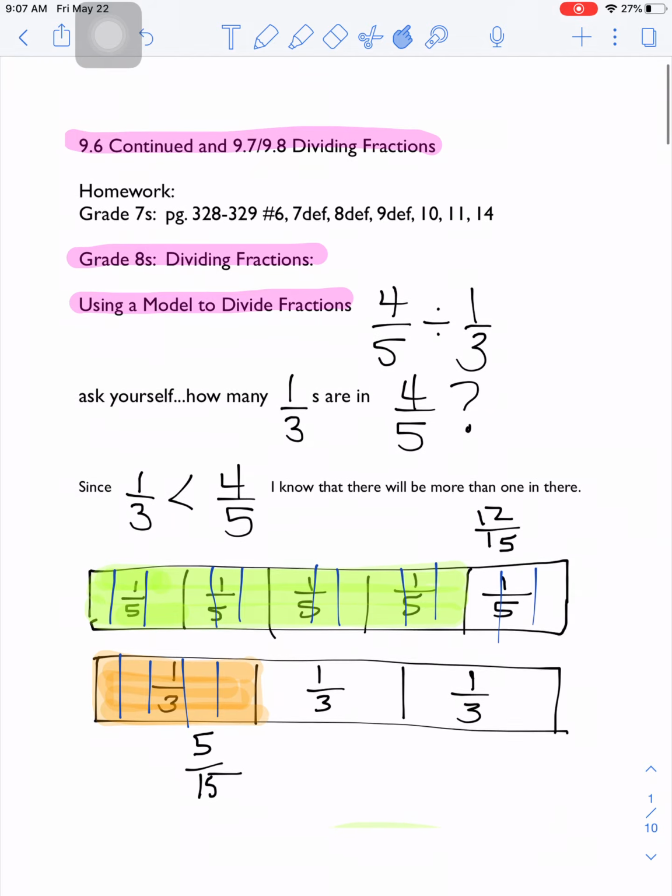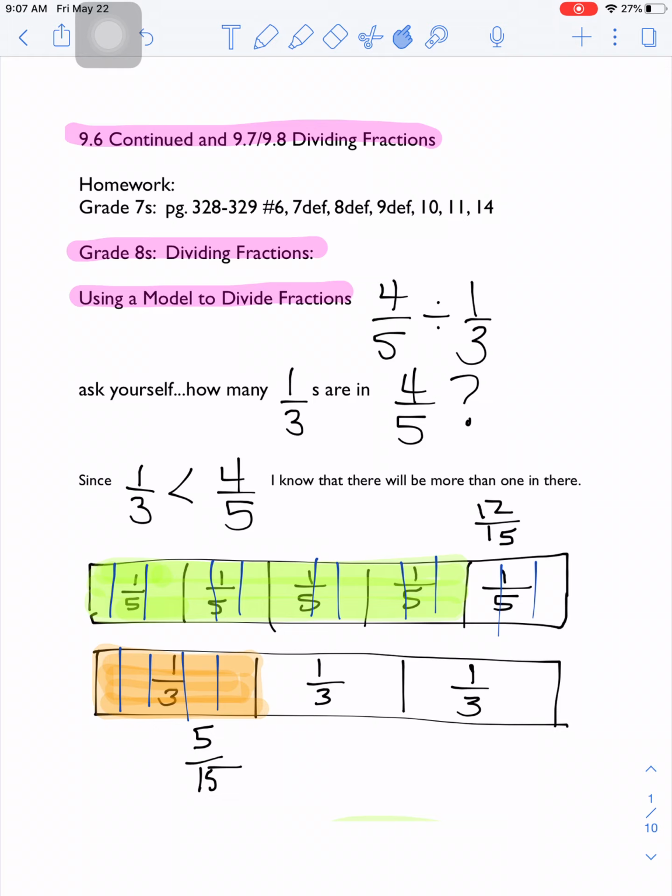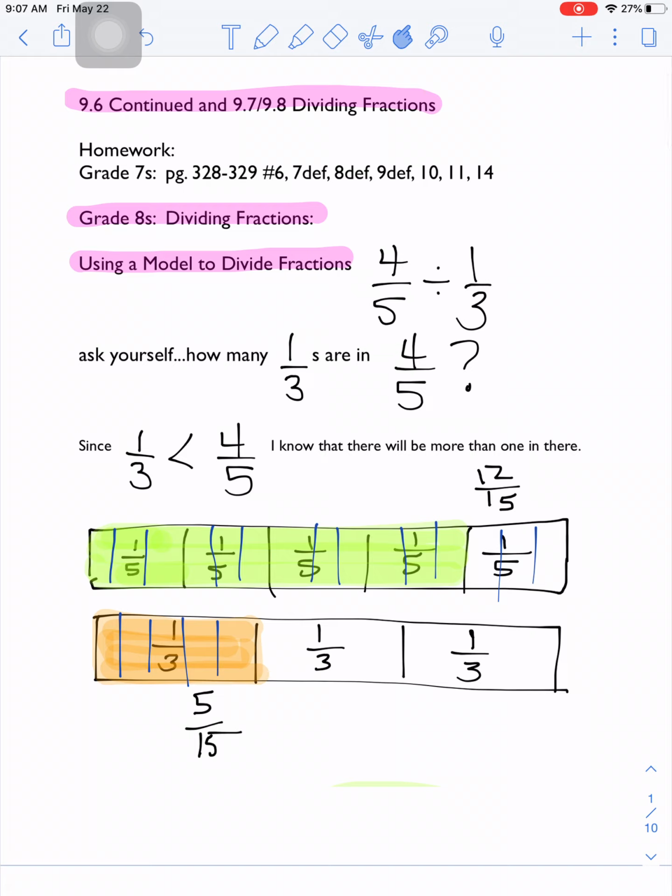Grade 8s, we're looking at dividing fractions today. So if we look at a model for this first, here we have 4/5 divided by 1/3. It says to ask yourself, how many 1/3 are in 4/5? Well, since 1/3 is less than 4/5, I know that there will be more than one in there.